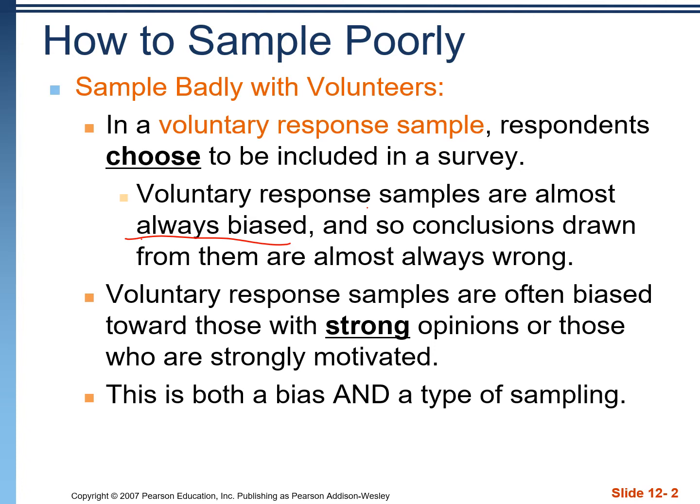You hear them all the time, calling in to radio stations, calling into TV stations, that type of thing. They're often biased towards those with strong opinions, so those people are overweighted, and the people with opinions that are kind of mediocre, in the middle there, don't call in, don't give their opinion, so they're missing or undercovered in the survey. Voluntary response samples, it's both a bias and a type of sampling.